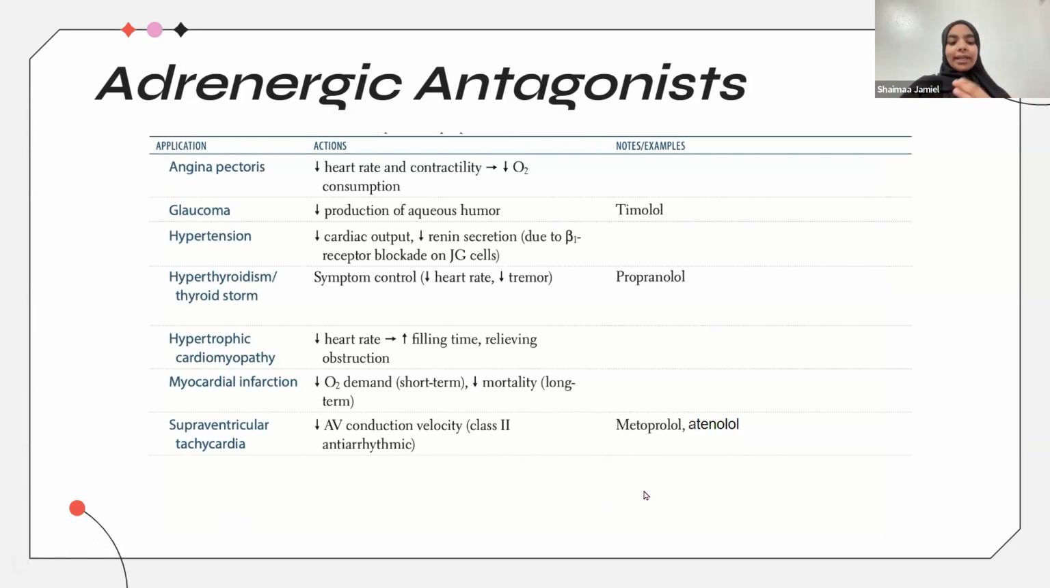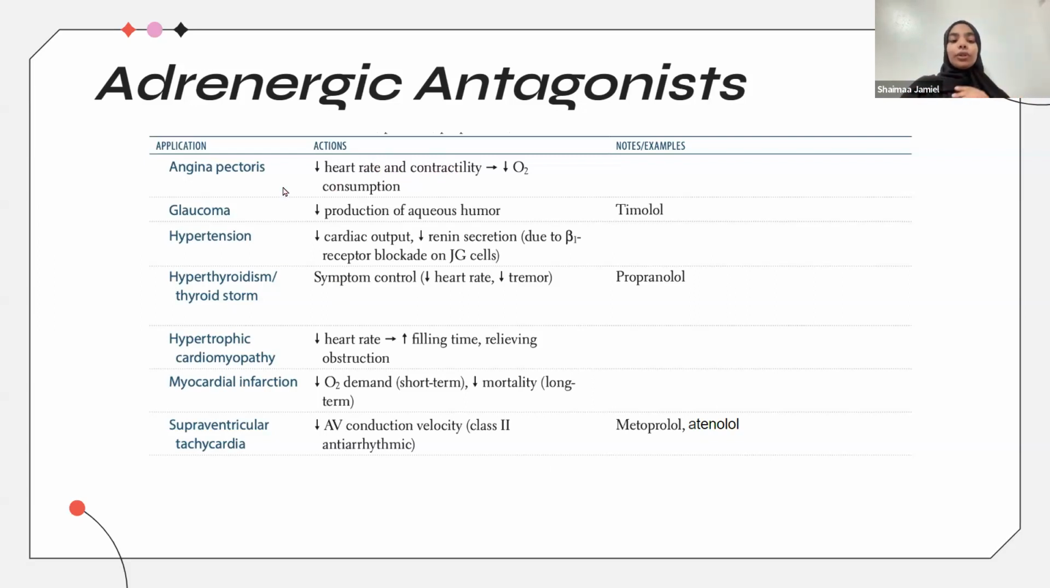So for angina and myocardial infarction, why do you use beta blockers? Because they're going to reduce the cardiac output, reduce the heart rate, and therefore they're going to decrease the oxygen demand of the heart, and it's going to improve the overall situation. So you can use beta blockers for this situation.